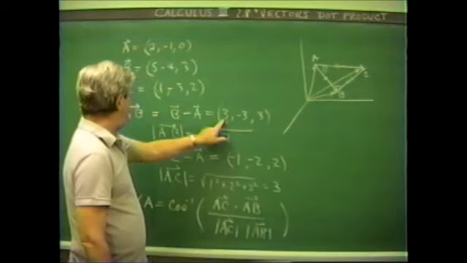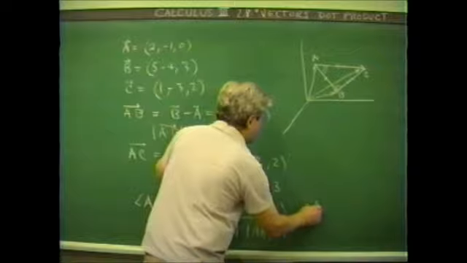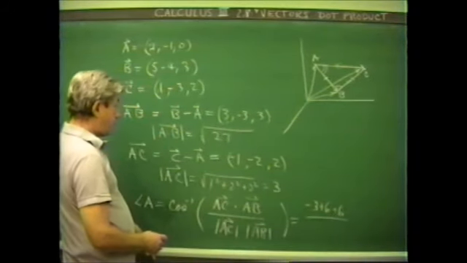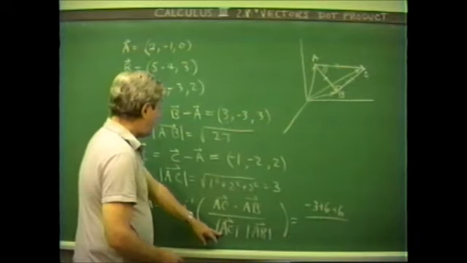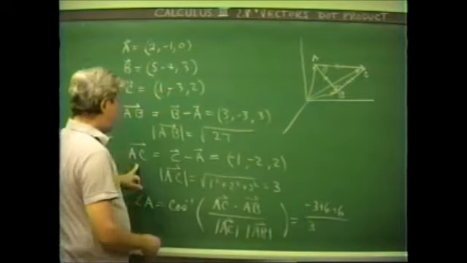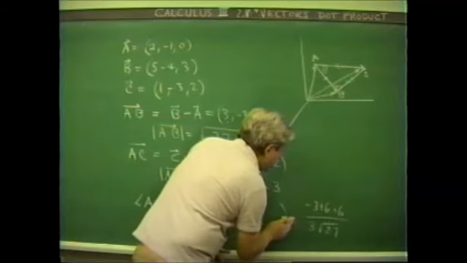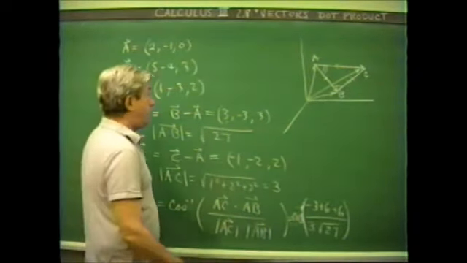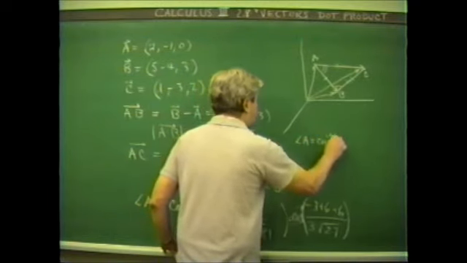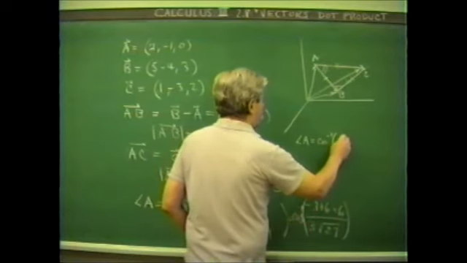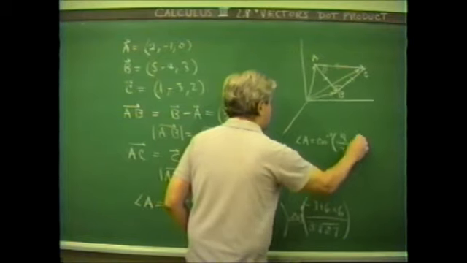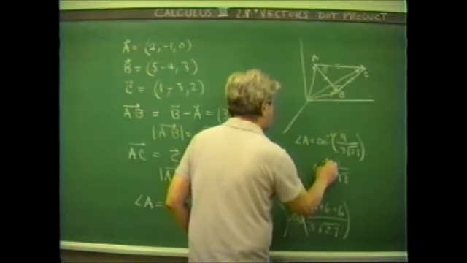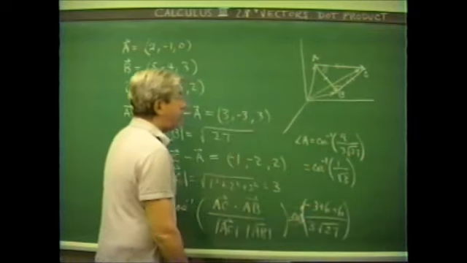Right. AC is this. Here's AB. So AC dotted with AB is going to be minus 3 plus 6 plus 6. We need to divide that then by the magnitude of AC, which was 3, and the magnitude of AB is square root of 27. And now the angle whose cosine is this, cosine inverse of this quantity, is the angle at A. That's to say the angle at A is cosine inverse of 9 over 3 square root 27, or simplifying here, 1 over square root of 3. 9 and 3, and square root of 27 is 3 square root of 3.